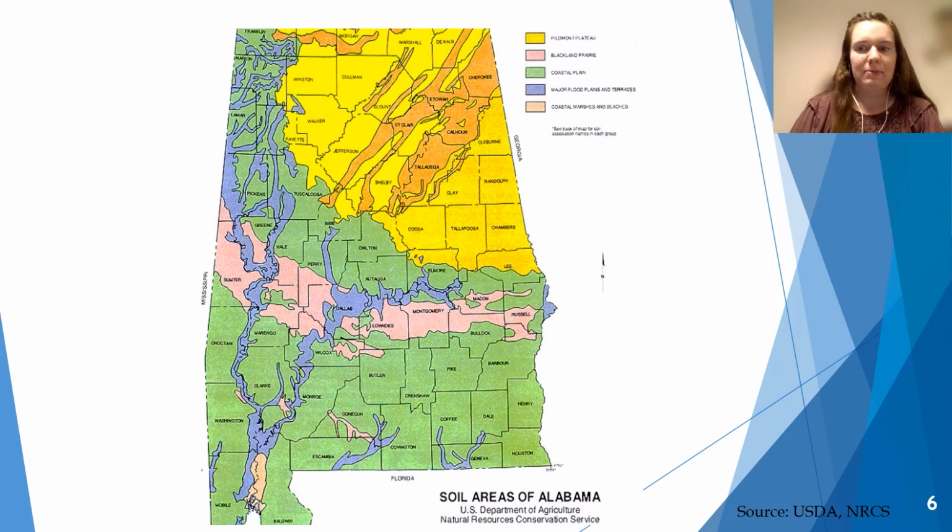Here is a soil map for Alabama. The pink area is where the shrink-swell clay, the vertisols, is primarily present, but soil maps are just a general estimation. There will still be this vertisol clay in other areas, even if it's not the dominant soil for that area.